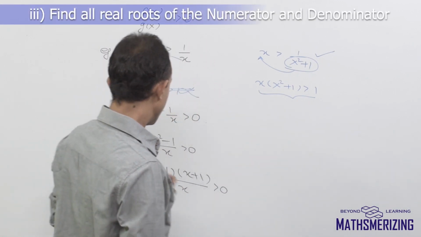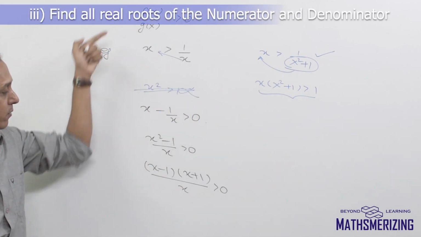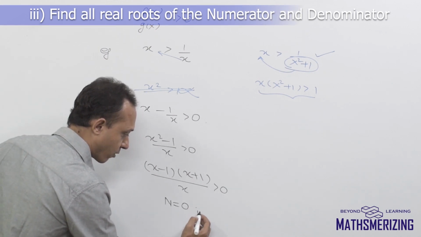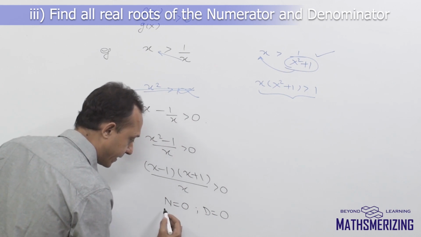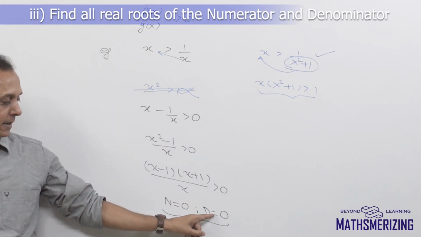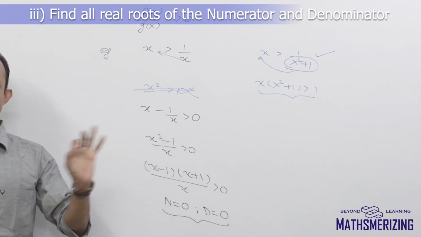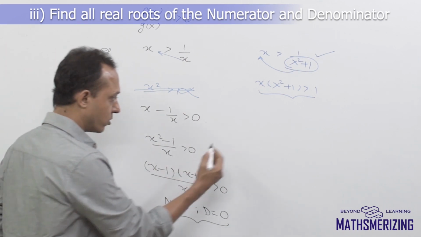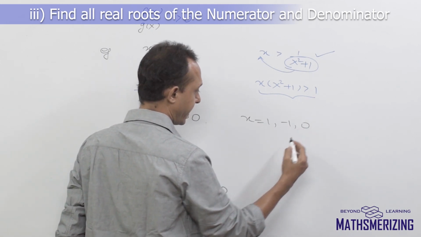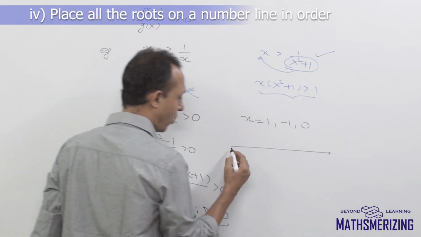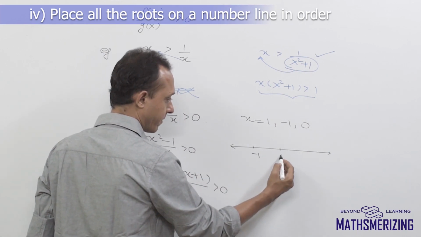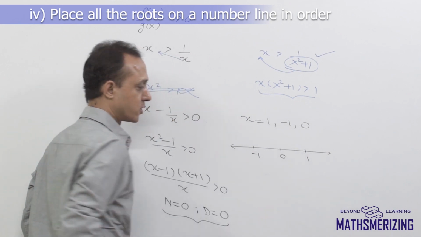Now find roots. In case of a rational inequality, I'll find roots of both the numerator and also roots of the denominator. So I need to find roots of numerator as well as roots of denominator and place all of them on a number line. The roots are x is 1, minus 1 and 0. So I'll put all the roots on a number line: first minus 1, then 0 and then plus 1.